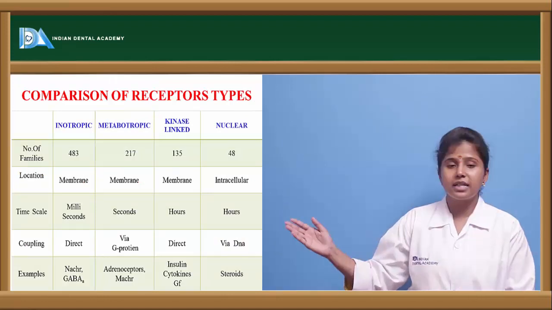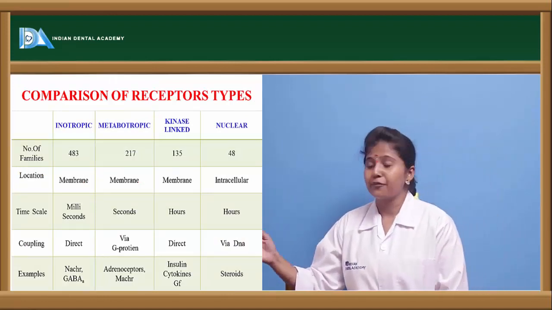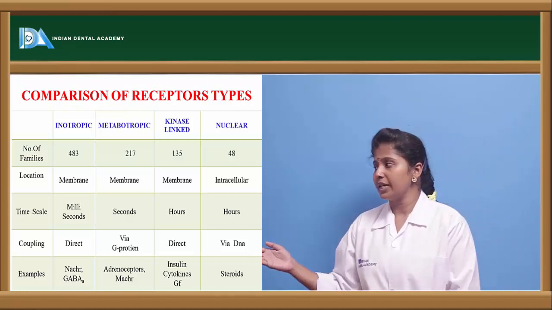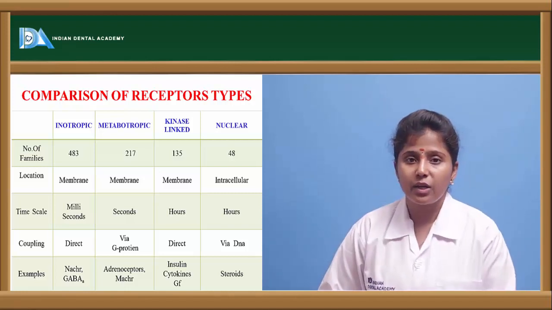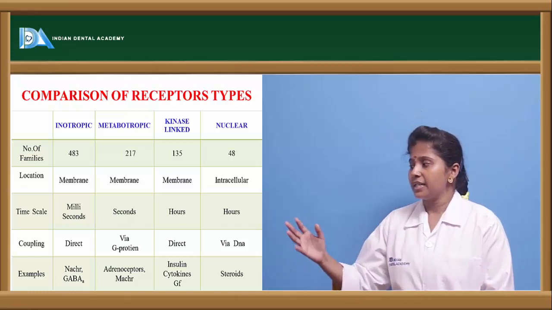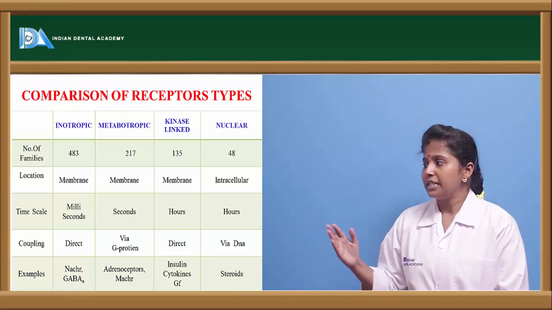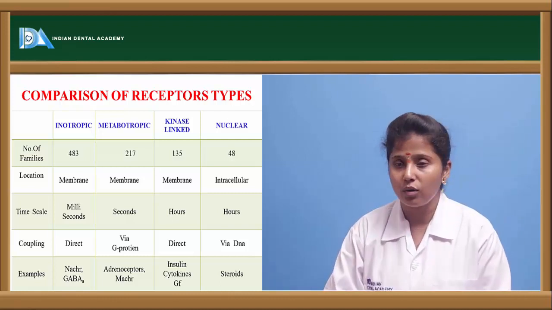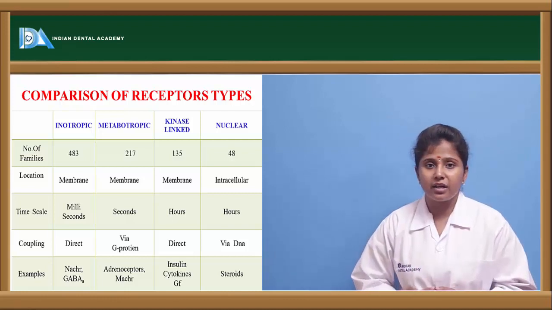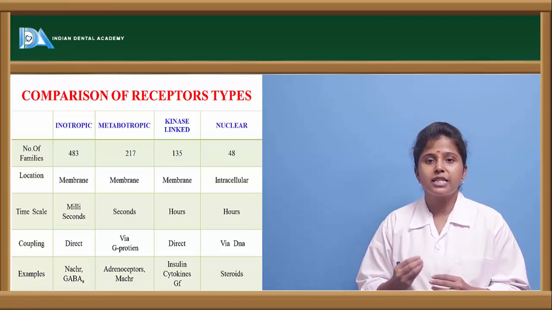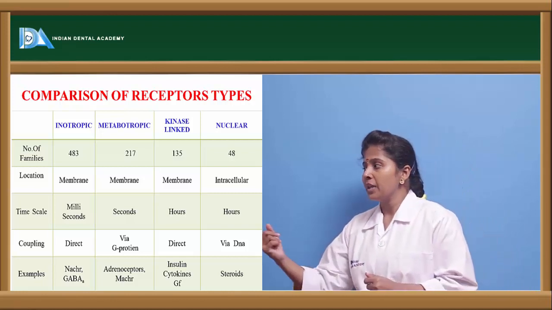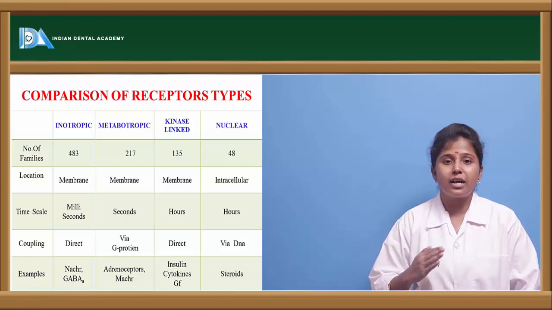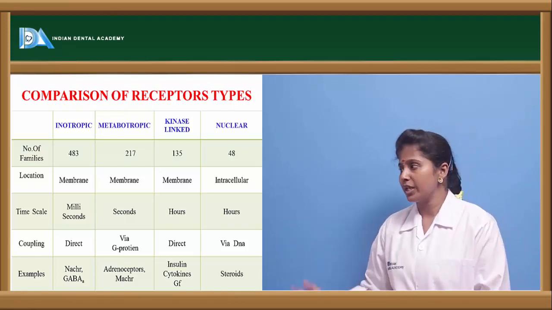If we compare the receptor types, ionotropic has 483 families, metabotropic, that is GPCR, has 217, kinase linked has 135, and nuclear receptors have 48. The ion channels are present on the membrane. GPCR and kinase are also present on the membrane, whereas nuclear receptors are present intracellularly. If we see the time taken, ion channels show the action within a fraction of a second, metabotropic within seconds, and kinase and nuclear take a few hours to show their mechanism.